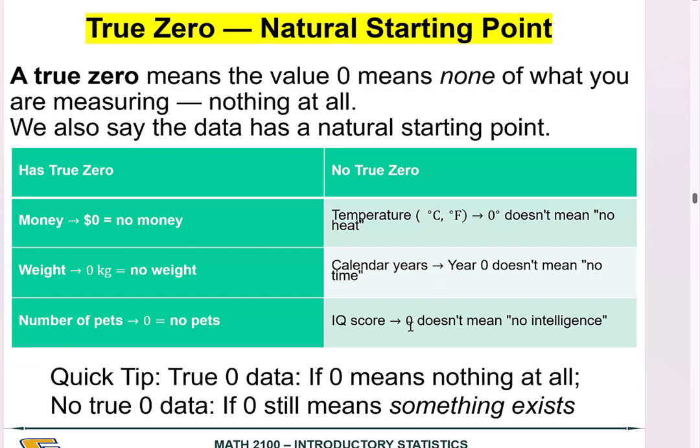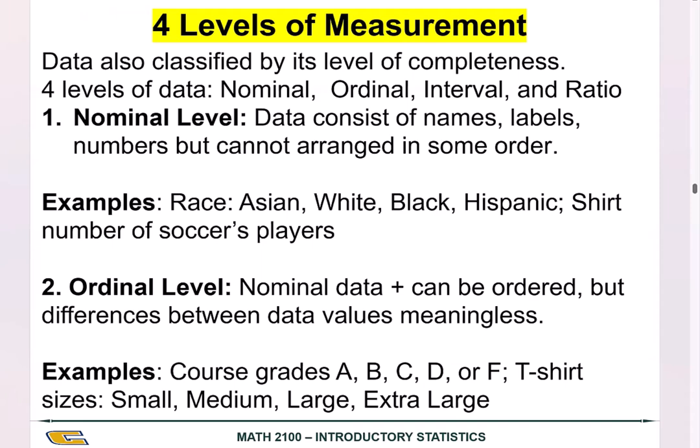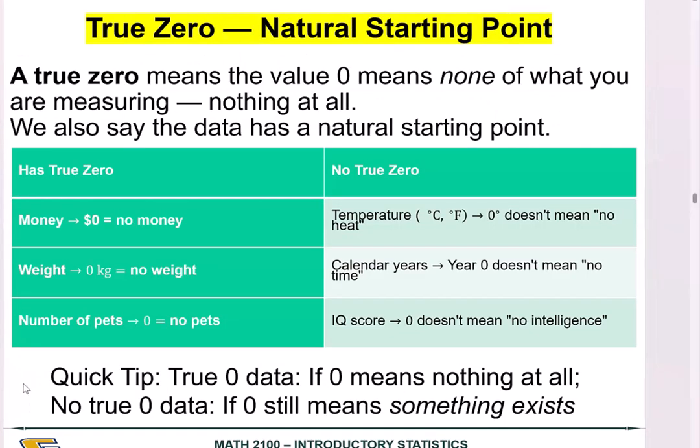IQ score, say if we get an IQ score of 0, it doesn't mean you have no IQ and no intelligence. It's a kind of marker. Like getting 0 points, say if you take a multiple choice test and get everything wrong. So from that, the quick tip is that for true zero data, the zero means nothing at all. You ask yourself, does it mean nothing at all? And for no true zero, the zero still means something, right?